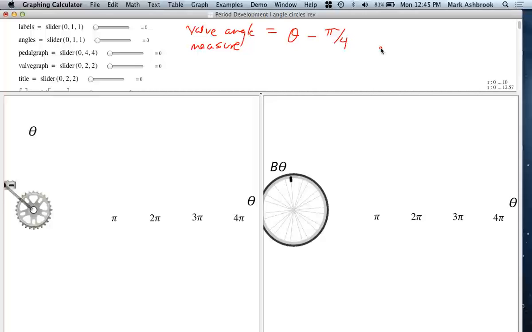Okay, are they talking about sine or cosine here? Vertical distance above horizontal diameter. If I want the vertical distance above the horizontal diameter of the pedal, what is that? Sine. We're calling that P. So the vertical distance above the horizontal diameter of the pedal is sine theta. And then they want T.